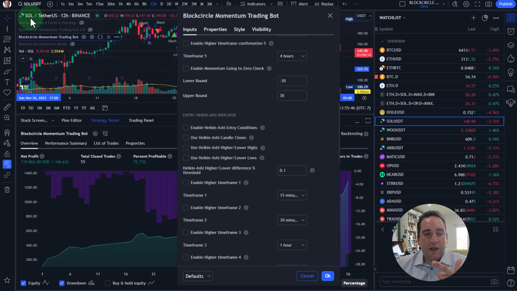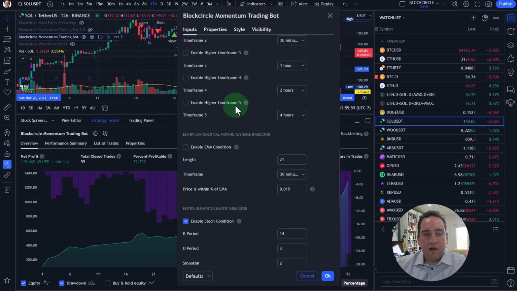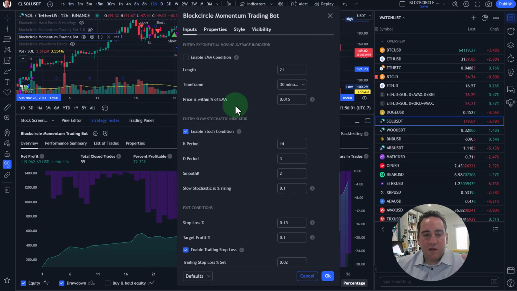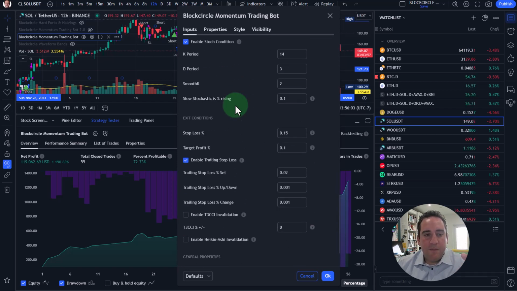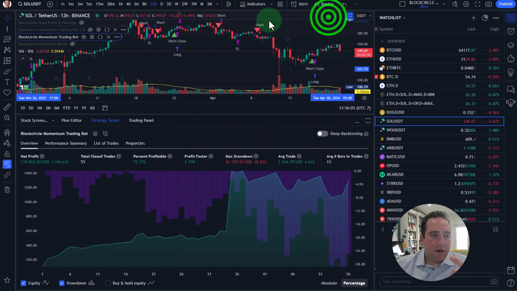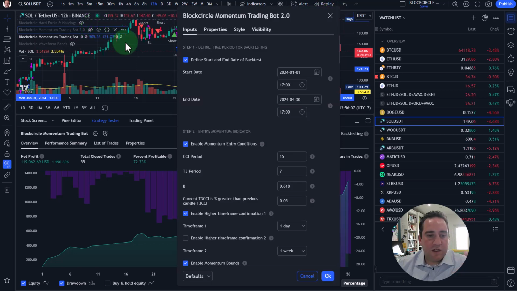You can also look at Heikin Ashi indicators. So rather than using traditional candles, you can look at using Heikin Ashi as a secondary confirmation that you are in fact in an uptrend or in a downtrend. You can look at exponential moving averages. You can look at slow stochastic. These are all different variables that are pertinent to entry conditions.